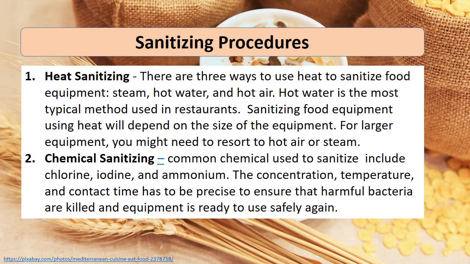Number 2, chemical sanitizing. Common chemicals used to sanitize include chlorine, iodine, and ammonium. The concentration, temperature, and contact time have to be precise to ensure that harmful bacteria are killed and equipment is ready to use safely again.